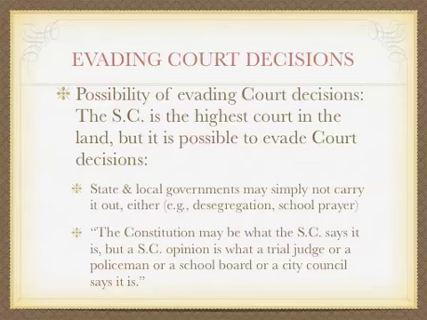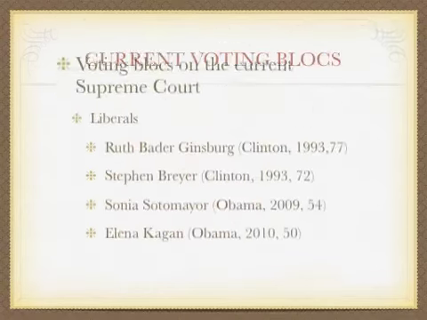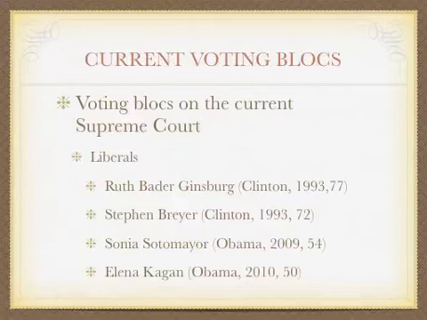Now let's see who's on the current court. Well, the liberal voting bloc is Ruth Bader Ginsburg. She was nominated by Clinton in 1993. Stephen Breyer came in the same year. Sonia Sotomayor came in with Obama in 2009. Elena Kagan in 2010. And that's the 4 liberals on the court.